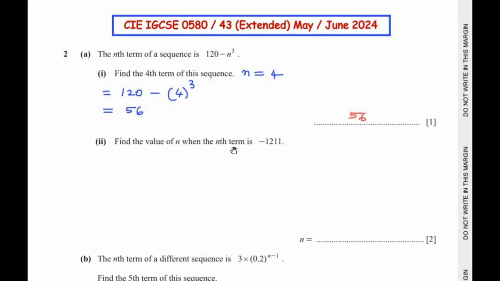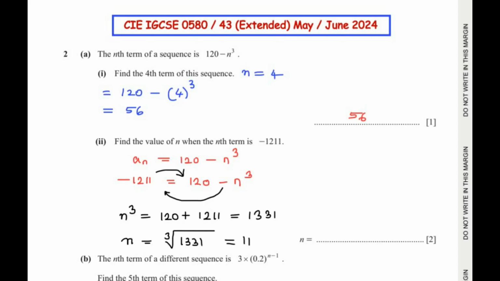Find the value of n when the nth term is minus 1211. Now here they have given us the rule for the nth term of the sequence, that is 120 minus n cube, and in the second question they have given us the value of the nth term, that is minus 1211. So we are going to equate this number to this rule. So I have written the nth term, an, is equal to 120 minus n cube. An is given as minus 1211, so minus 1211 is equal to 120 minus n cube. Now I'm going to take minus n cube on the left hand side, and at the same time I'll take this number on the right hand side.